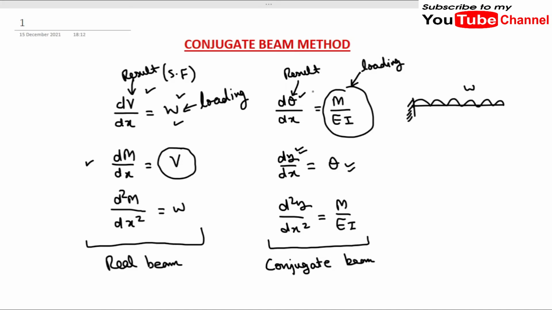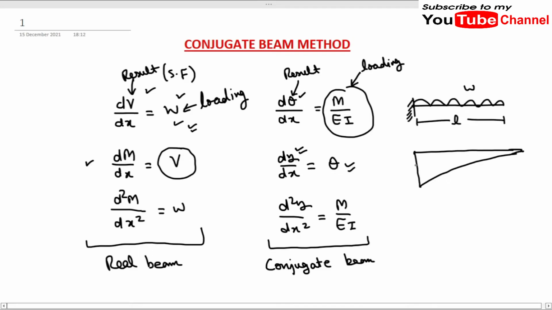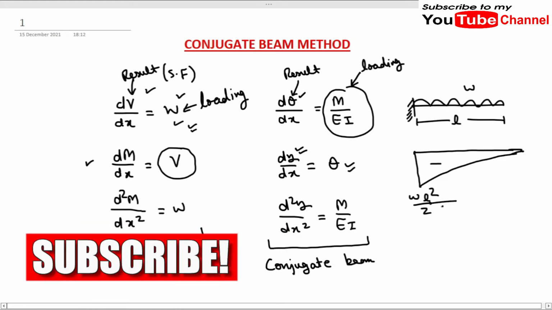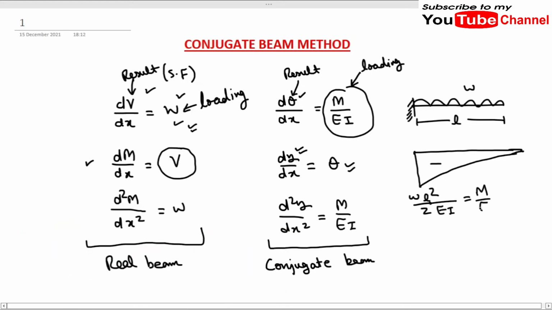Now we are changing the load from W to M by EI loading. You can get this M by EI very easily. So this is a cantilever. If I draw the bending moment diagram of this cantilever, it will look like this. It will be a parabola. If the length is L, the end value will be WL square by 2, and it will be negative. So this will be our bending moment diagram. Now if I divide this whole diagram by EI, it will be our M by EI diagram.